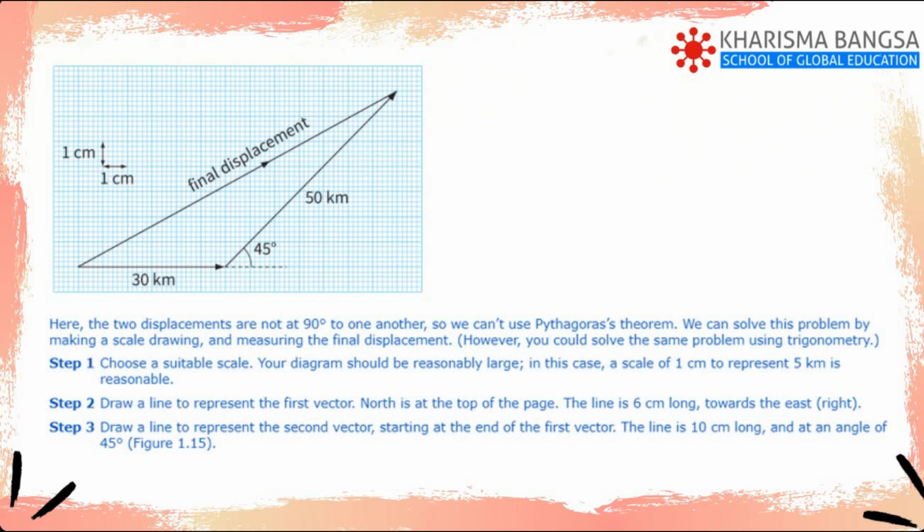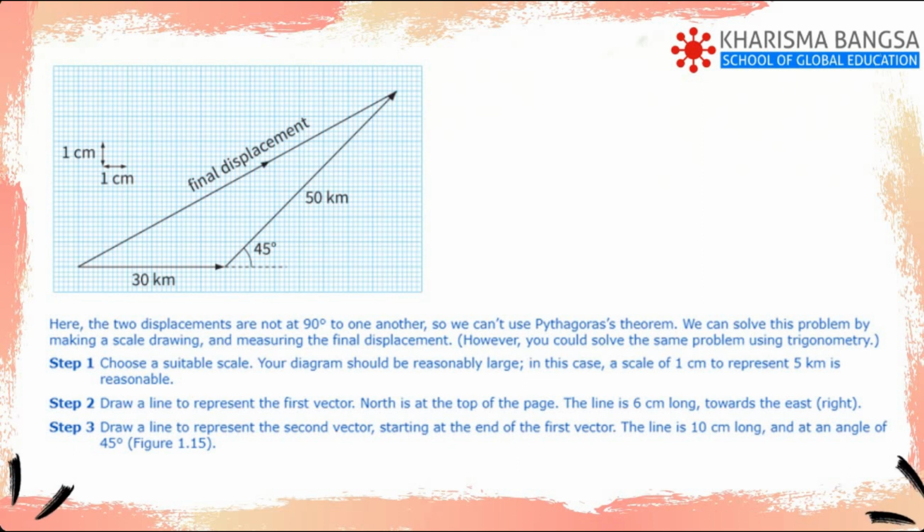Firstly, you need to choose the suitable scale for your diagram. Here, the picture provides us the scale of 1 cm that represents 5 kilometers. As you need to know, the two displacements here are not at 90 degrees to one another. So, we cannot use Pythagoras' theorem. But, we can solve this problem by making the scale drawing and measuring the final displacement. So, let's move to the next step.